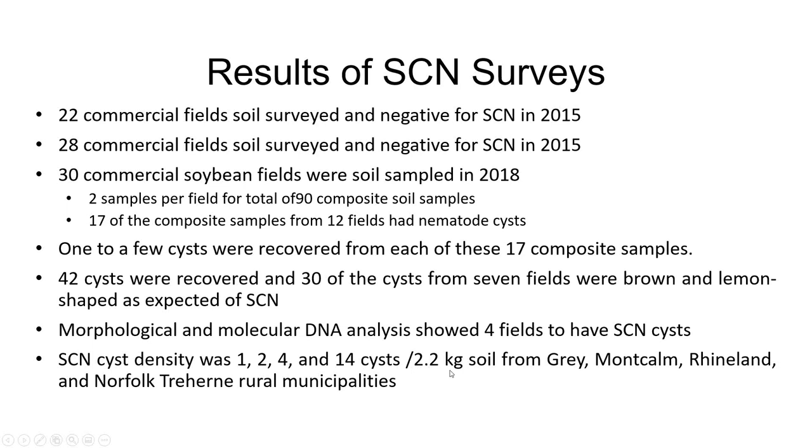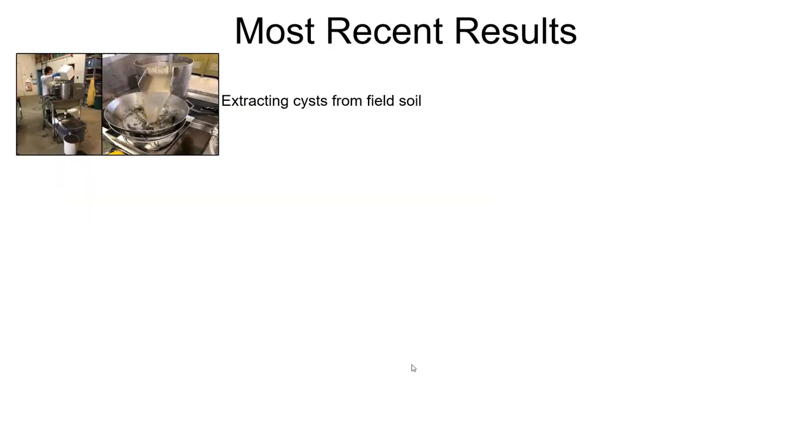14 cysts per 5 pounds of soil. Very low levels, but we had four fields. One commercial field, one in Rural Municipality of Grey, Montcalm, Rhineland, and then Norfolk Treherne. Okay, so we had four positive finds for SCN.